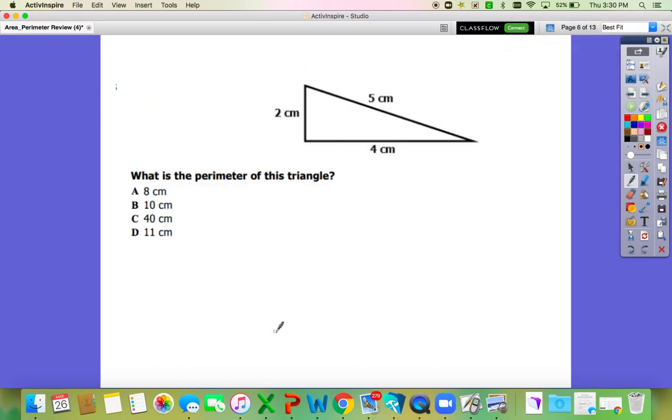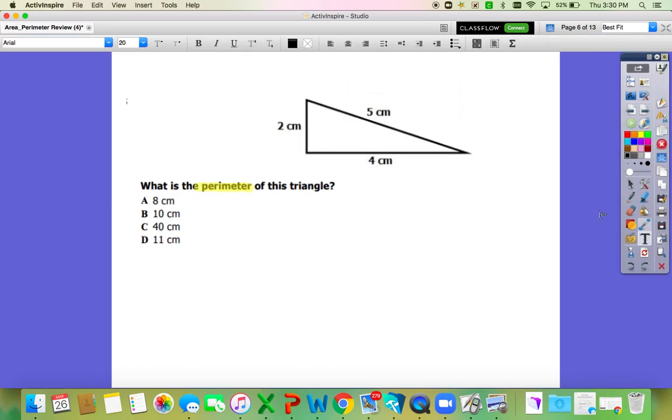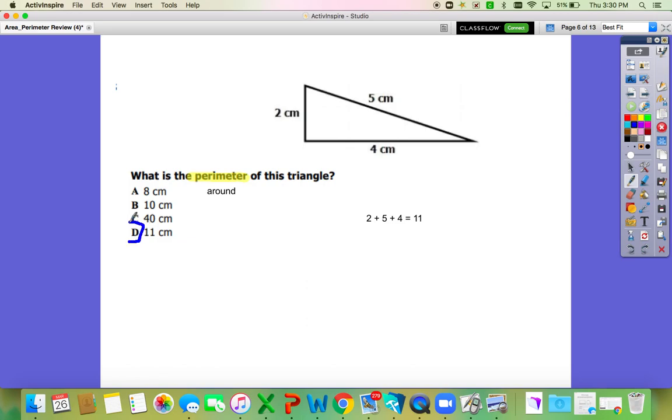Now I have one with just numbers. What is the perimeter of this triangle? Again, perimeter. I'm going to underline or highlight my keyword. And then on my piece of paper, to let my teacher know that I found my keyword, I would write out what my keyword means. Perimeter means around. So I am going to just add up my sides here. 2 plus 5 plus 4. If I add up my sides, I would get 11. And there is my answer.